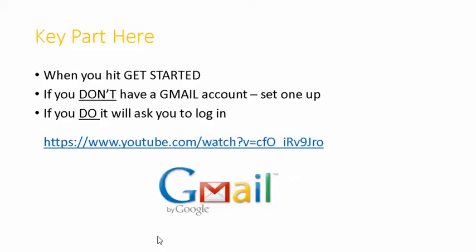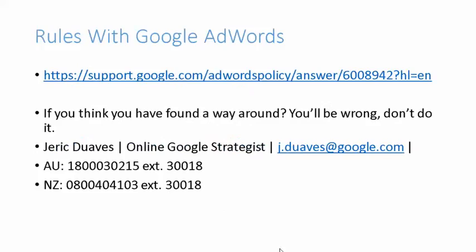Now, when we set up our advertisement, there are no shortcuts and no tricks. I want you to go into the PDF, click on this link here and read through their advertising policy, because they're super strict. A real person actually checks your advertisements, because they need to be very careful about what gets said and what doesn't. If you think you've found a way around it, you'll be wrong. Everyone's tried, and there's no way around it. Again, here are Jurek's details. He's a strategist with Google, and he's more than happy to help you if you get stuck.